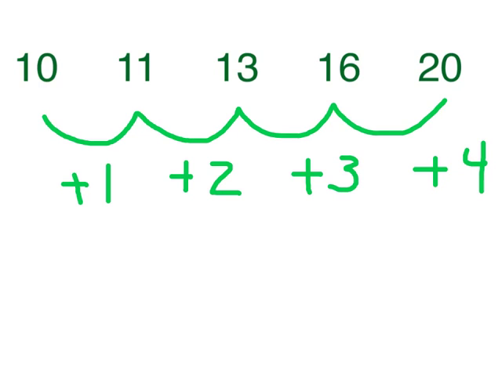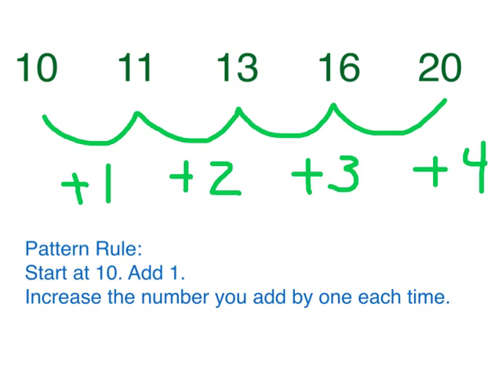So pause the video again and see if you can come up with a pattern rule. We are going to start at 10 and add 1. We also need to add one more sentence that tells us that we're going to increase the number you add by 1 each time.